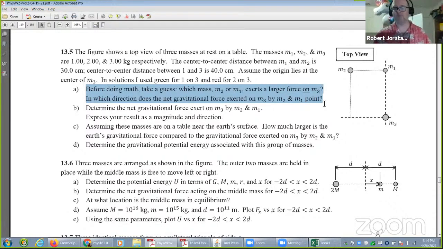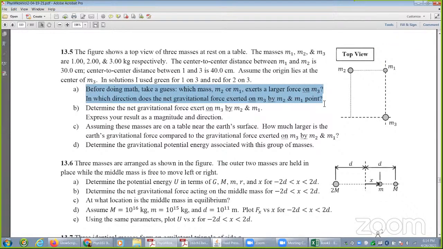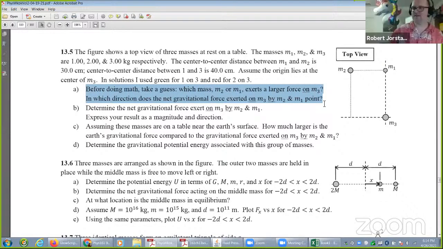However, why might someone think 2 could produce a larger force? Greater mass. So it's not obvious, right? It's farther away, but it's also more mass. Would you agree that they're probably about the same size? We don't know which one's larger. Maybe we think 1 is going to be a little bit larger, maybe 2, depending who you are, but they're probably about the same size, right?